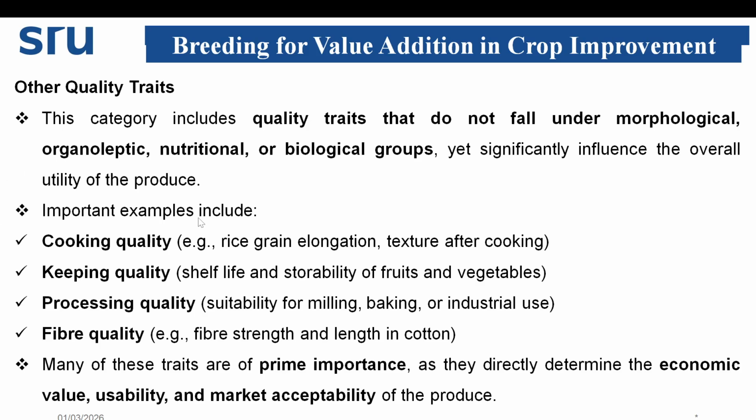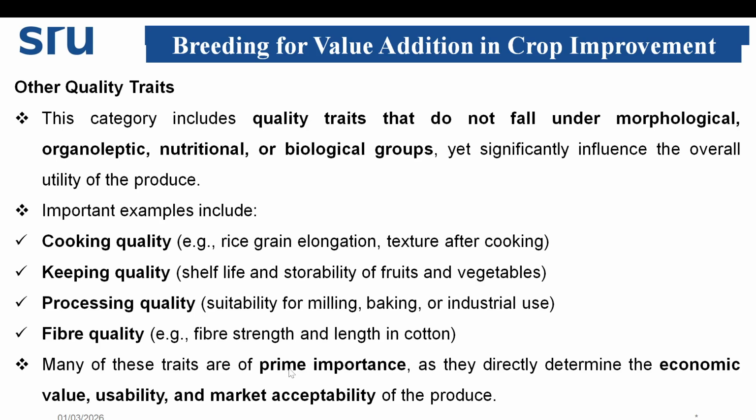So the important examples include cooking quality, for example rice grain elongation, texture after cooking. Then second, keeping quality, shelf life and storability of fruits and vegetables. Third, processing quality, suitability for milling, baking or industrial use. Then fourth one, fiber quality, so fiber strength and length in cotton.